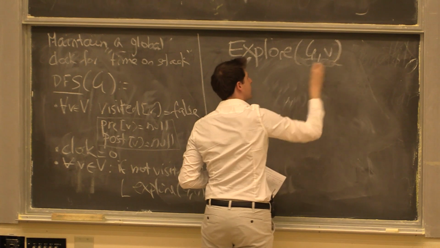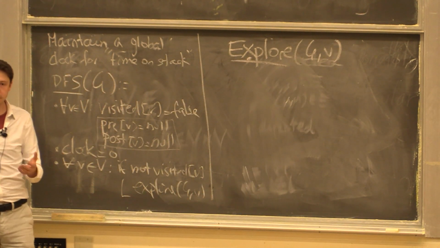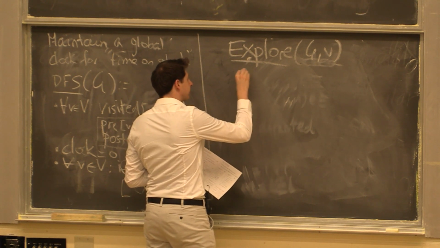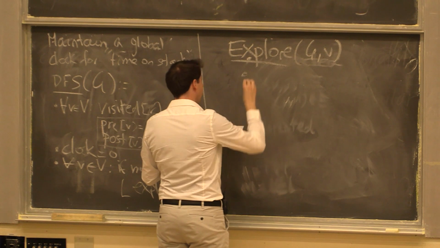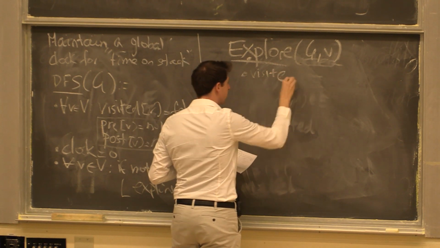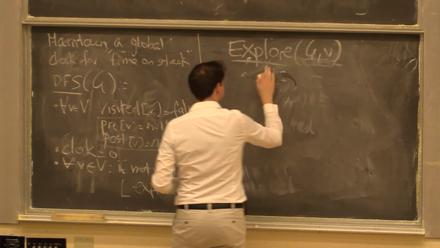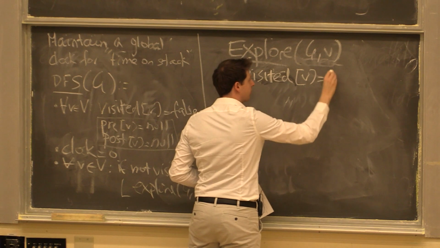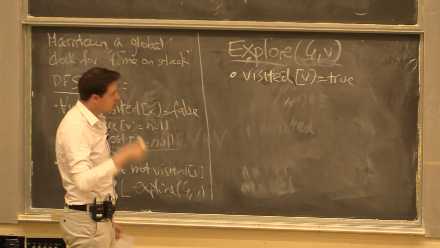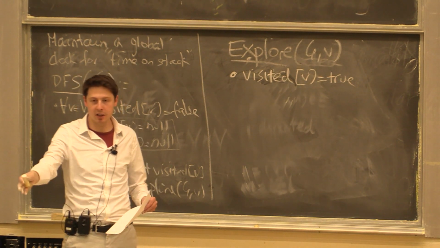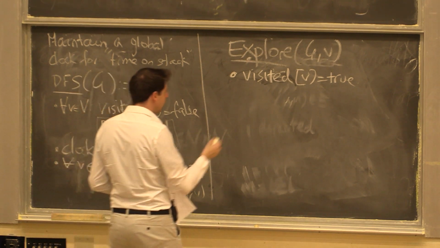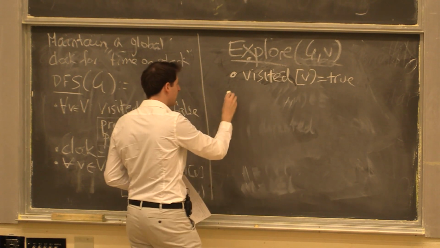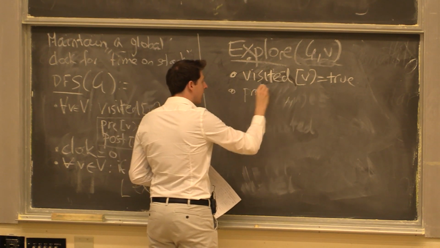So explore G, v. Now what's happening? We have come across v, and we haven't visited it before. So I'm going to say visited[v] is true, because we are visiting it. Why? Because we just visited it, right? But notice that we will not leave v until we are done exploring all things reachable from v. The call explore G, v will not return to the caller until we're done with all the things below, right? So let's mark the time that v goes on the stack.